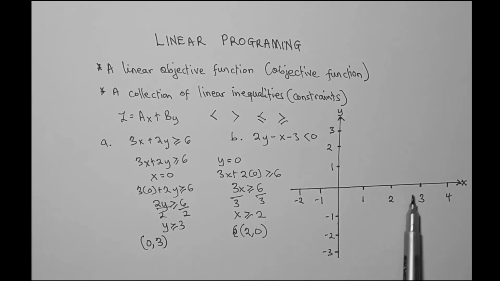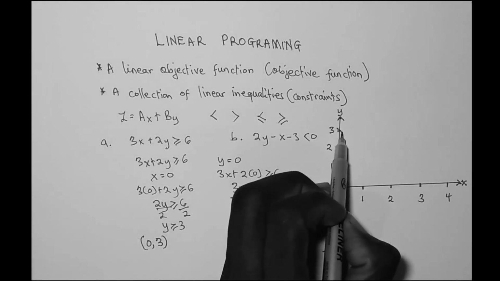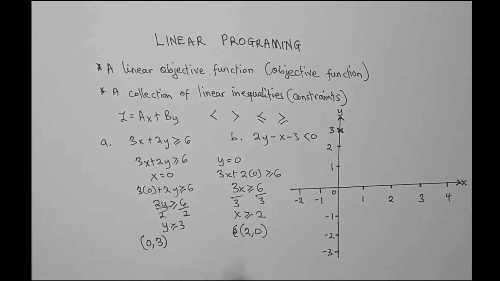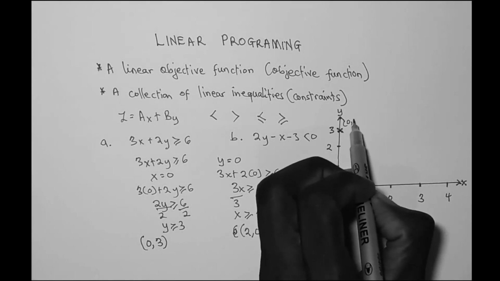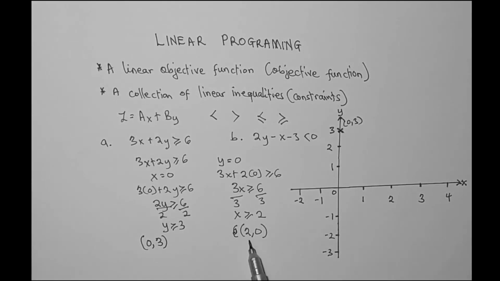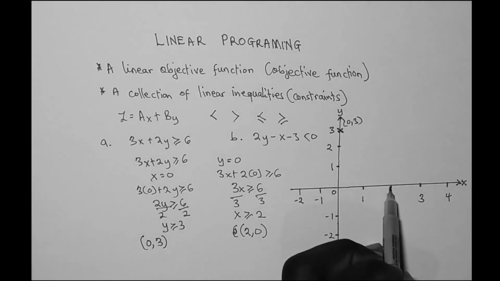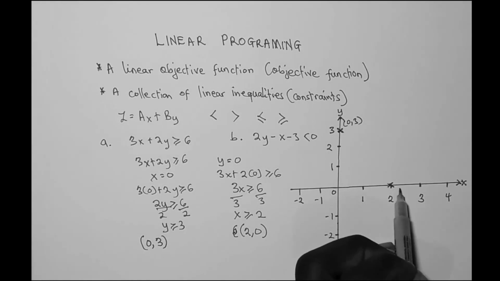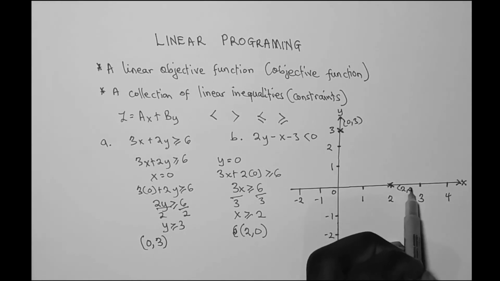So this is how our Cartesian plane looks. Now let's plot the points 0, 3 and 2, 0 on our graph. So this is the origin. 0 on the x-axis and 3 on the y-axis, so this is the point 0, 3. And then we have also the point 2, 0: 2 on the x-axis, 0 on the y-axis, is this point.